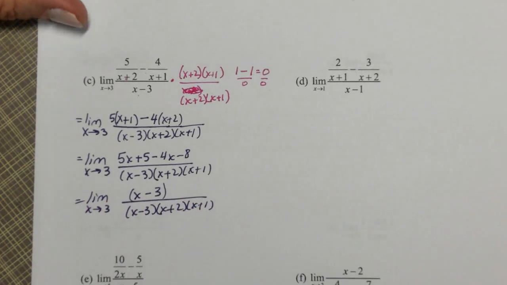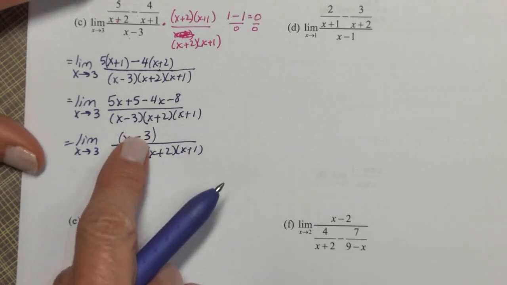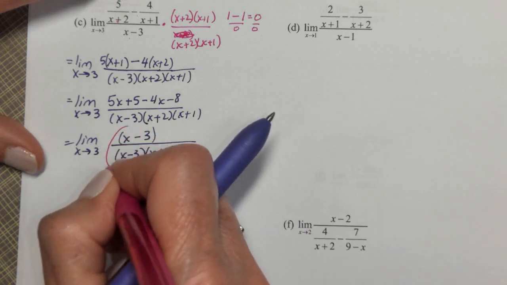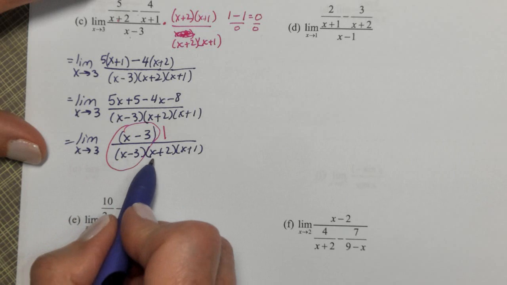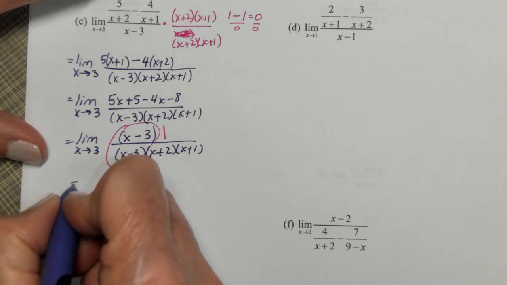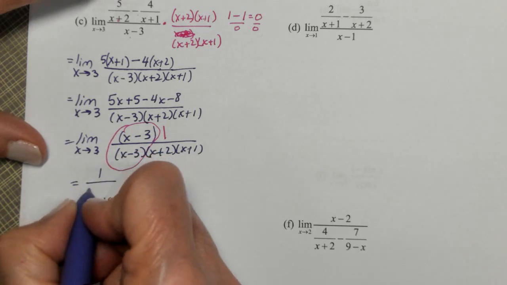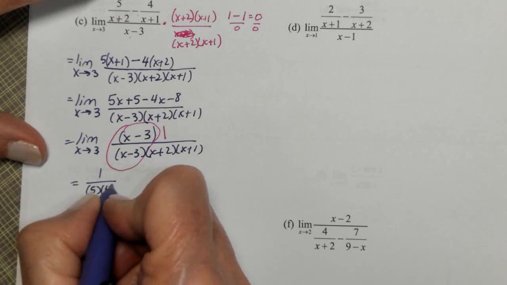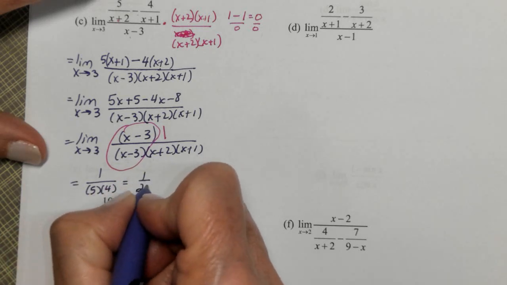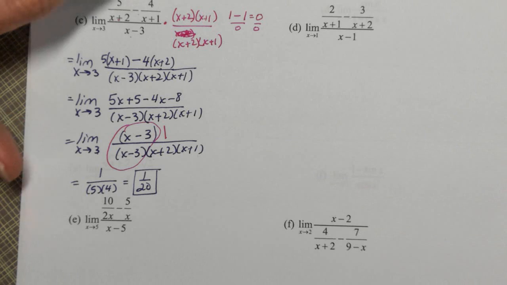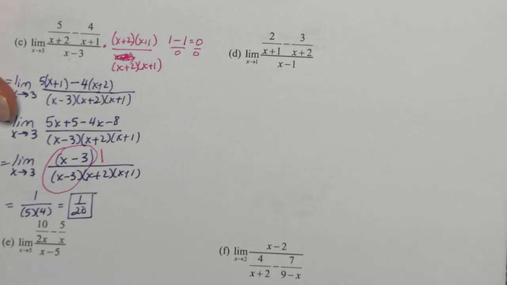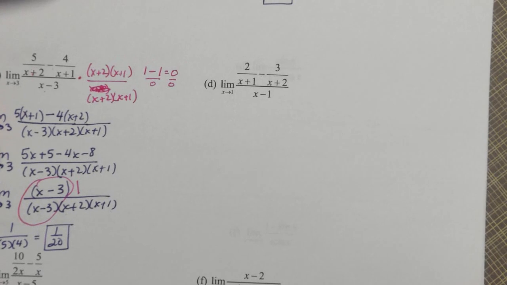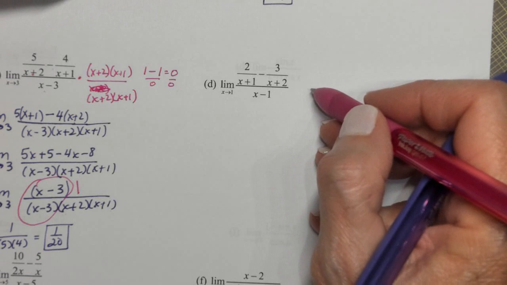x minus 3 and x minus 3. x minus 3 on top and bottom. There's our hole. They reduce to 1. Put 3 into the remaining x's, and we get 1 over 5 times 4, which is 1 over 20. So that limit reduced to 1 over 20. Okay? Another example, similar. At this point, I would probably in class let you guys try one.